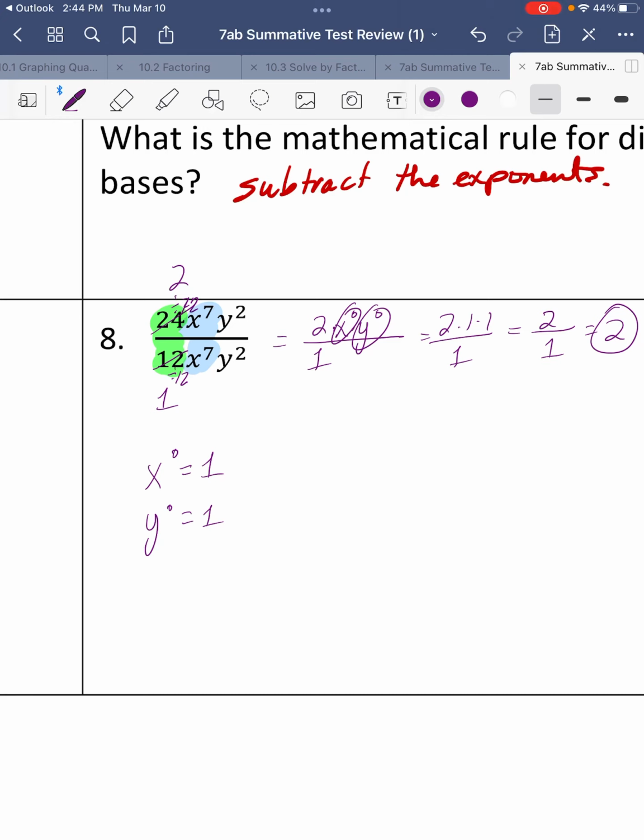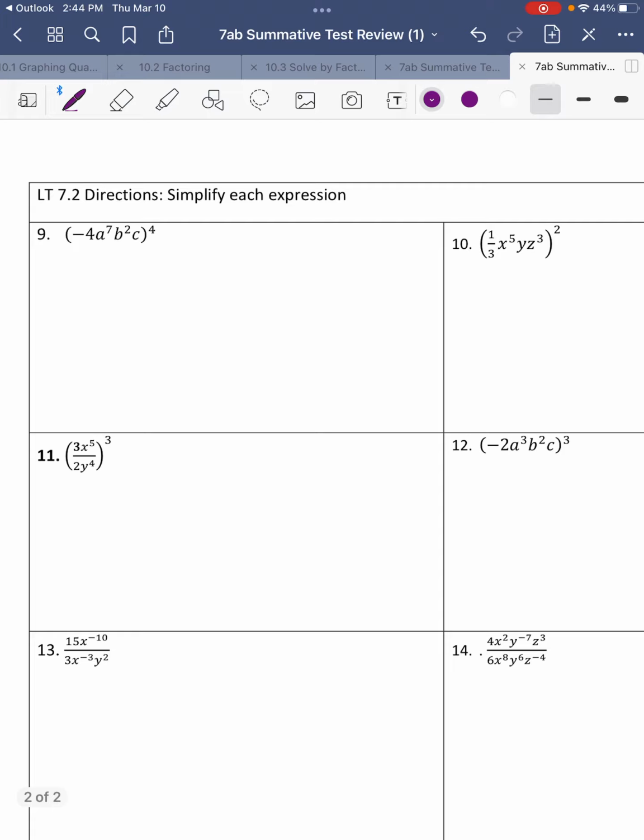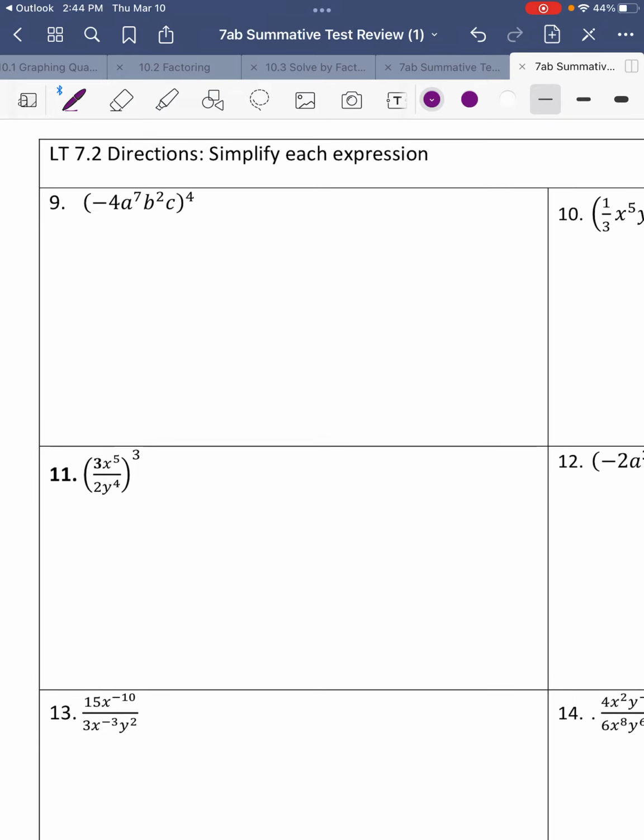All right, you probably saw that way earlier. 24 divided by 12 is 2. And then you could cancel out, simplify out your numerators. So then you see it's 2. All right, let's move on to 7.2.